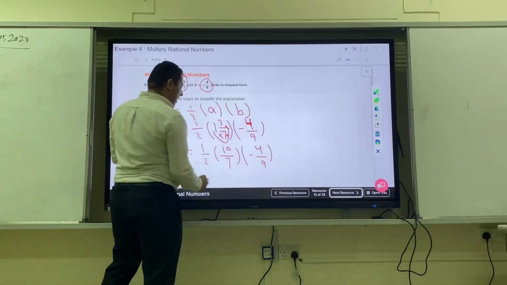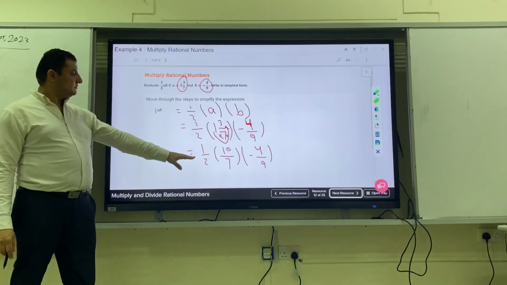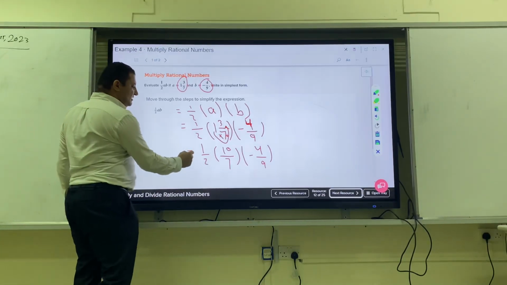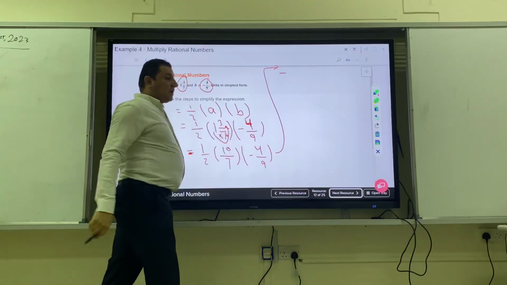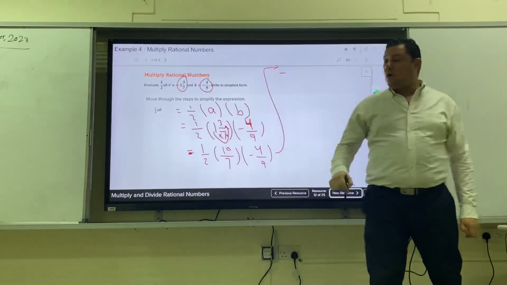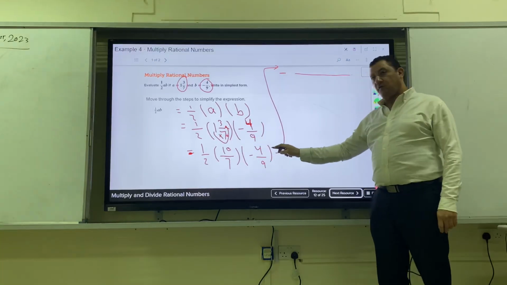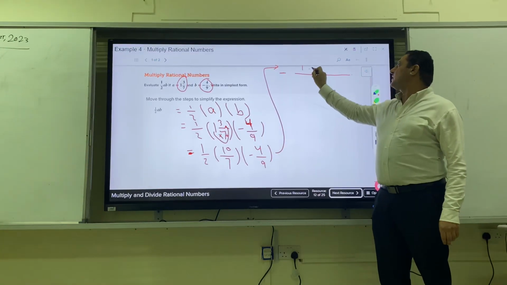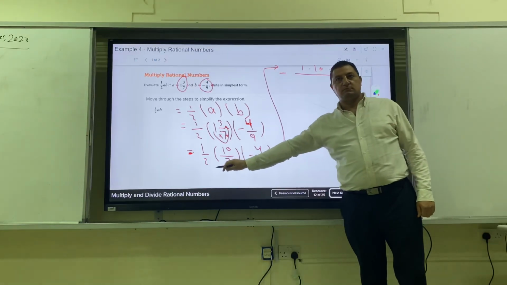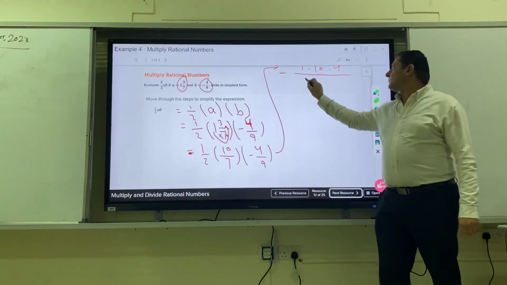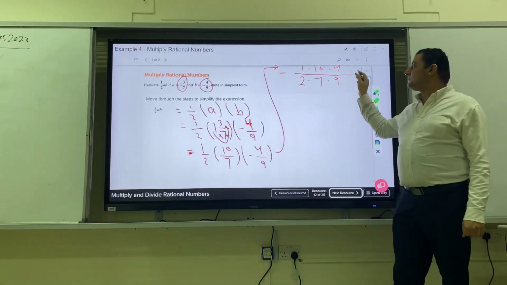How many negatives? Only one. So the answer is negative. The answer has a negative sign. And now I have only one long fraction that contains above 1, 10, and 4. So 1 times 10 times 4. And down, 2 multiplied by 7 multiplied by 9. Can I simplify any?